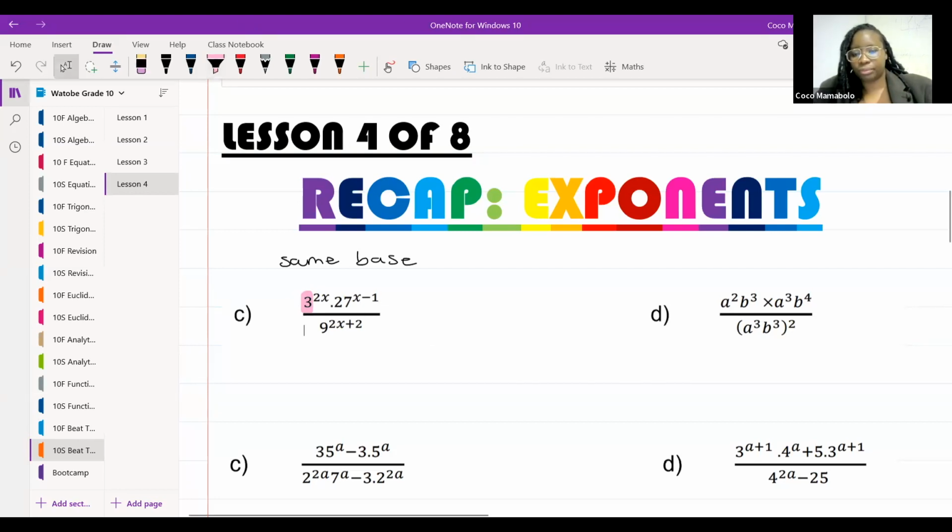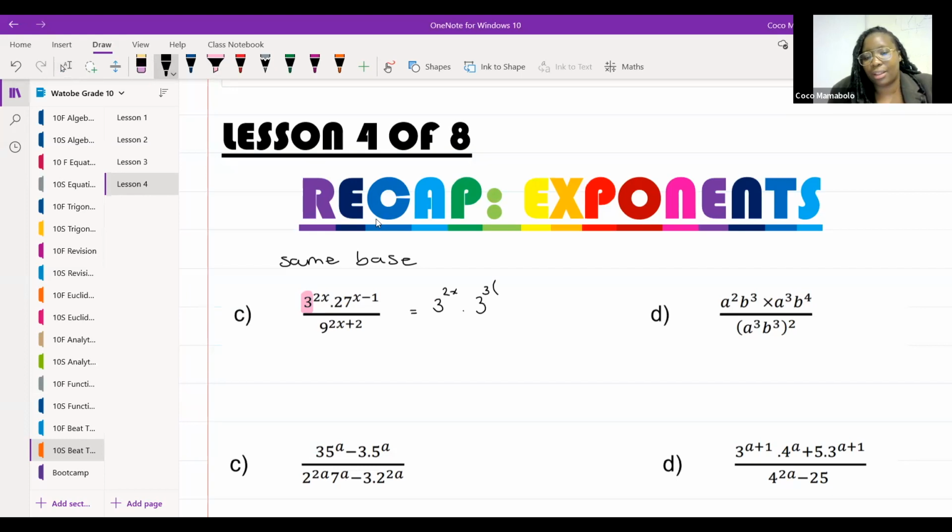Anybody? Good, Asbonge, that's it. Awesome. 3, not 3 over 3, 3 to the power of 3. But I know what you're saying, Liabona. Good. So this will be 3 to the power of 2x multiplied by 3 to the power of 3.